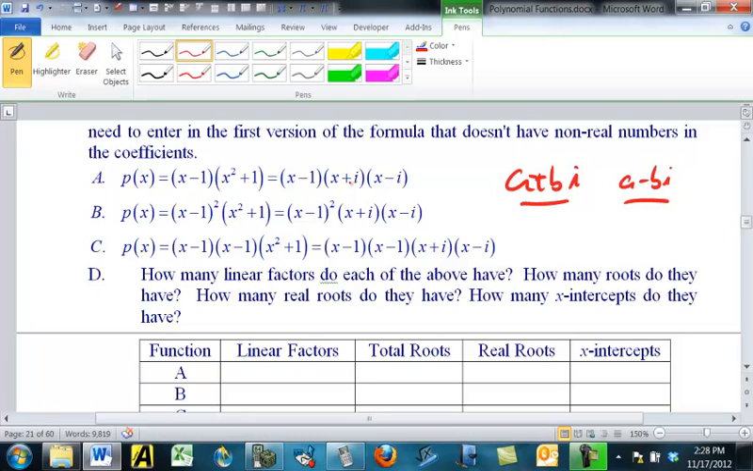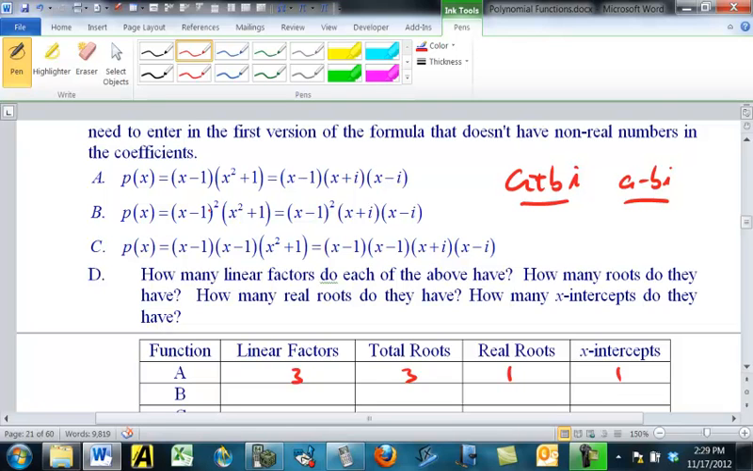And so basically, where do these factors come from? They come from a binomial that you can think of as, well, it could be a sum of two squares, basically. One example, at least. Okay? And so now we have three linear factors, and we have three roots. So in A, we have three linear factors, three roots, but only one of them is real, and the one real one is the one x-intercept.